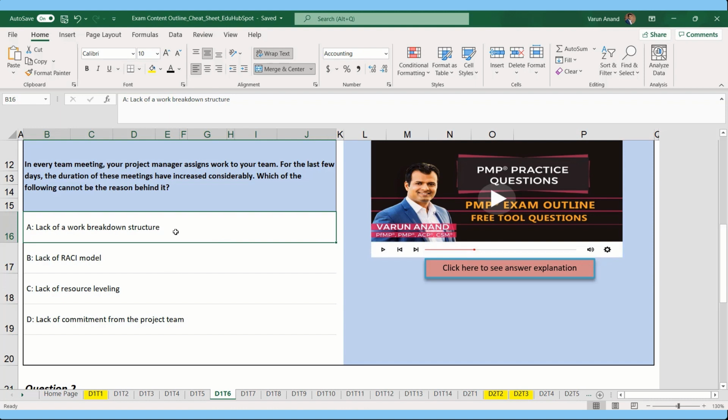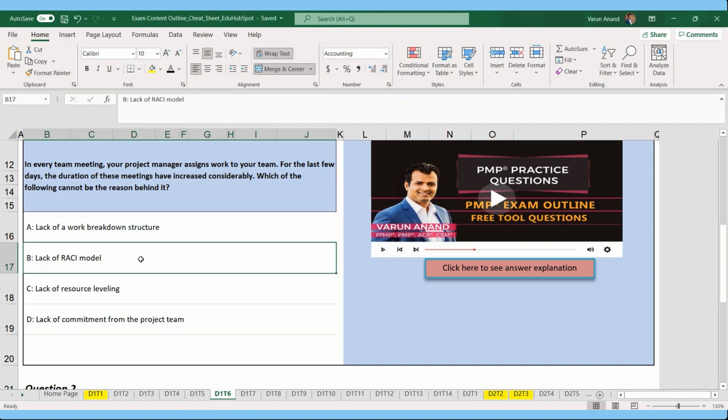Lack of work breakdown structure. Now I know I have not explained to you what a work breakdown structure is, but if you don't have one, then yes, your team meetings can increase considerably because they don't know who is doing what. So A is definitely not the answer because it's asking about what cannot be the reason. Okay, so A should be wrong. Let me double click and it showed me the wrong answer.